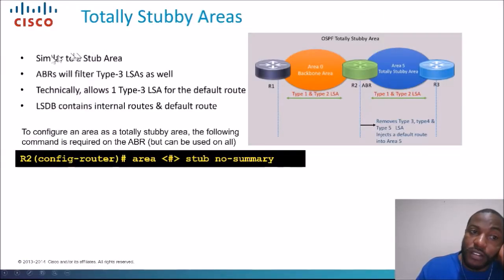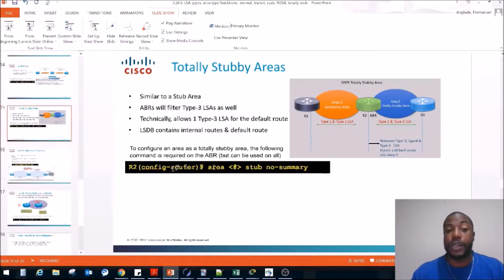Totally stubby areas are similar to a stub area, but they will also filter type 3s as well. Technically it allows a type 3 LSA for the default route. So remember, we inject the default route, which is technically an external route, but then we're going to remove our type 3 LSAs. It says here, as you can see, remove type 3, 4, and 5. An LSA injects a default route into that totally stubby area. And this is how we configure it: area number, stub, no summary.